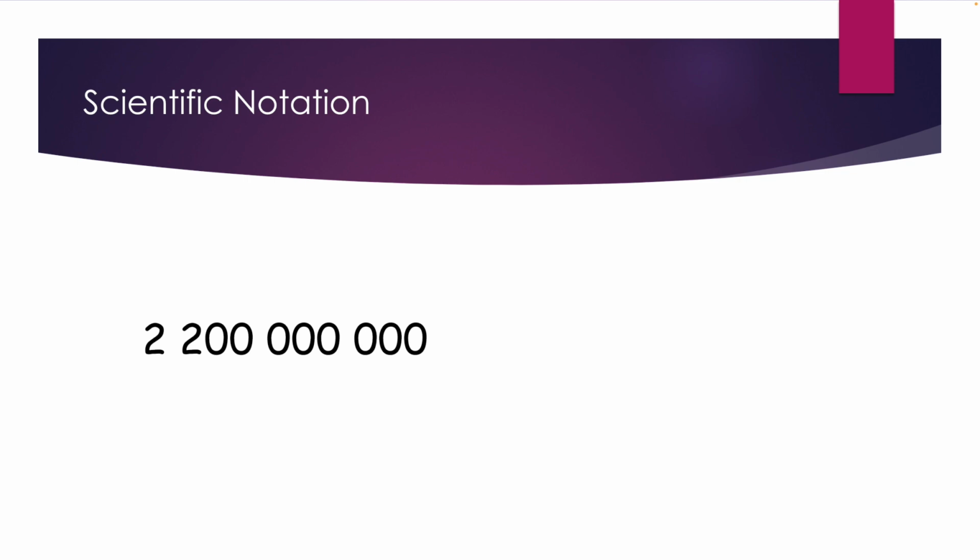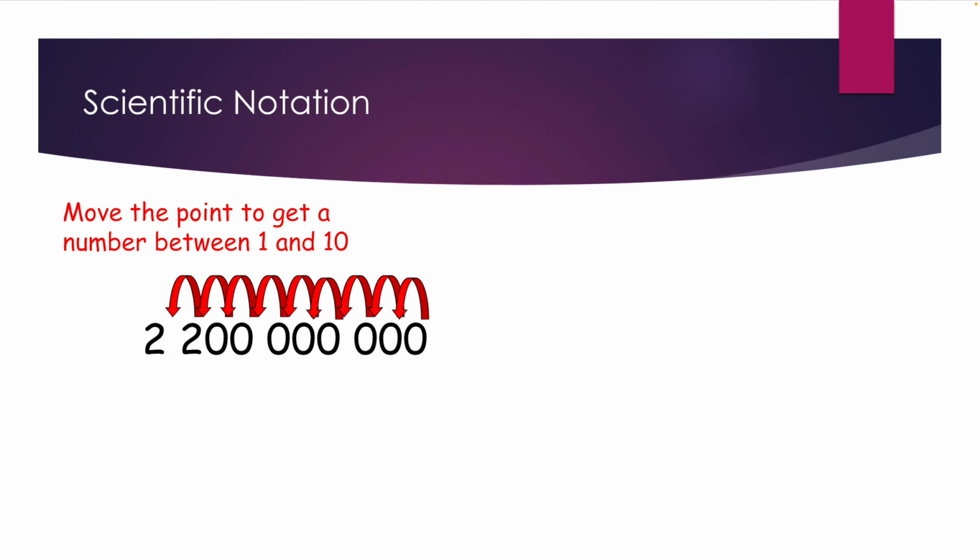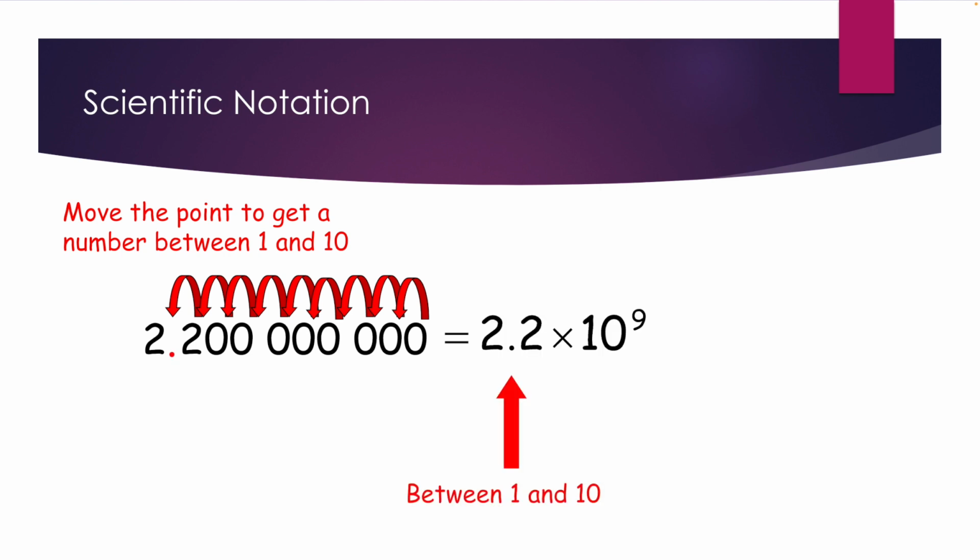So I want you to try this one. Pause the video, write it in scientific notation, and then start it up again when you're ready. And so I want to move the decimal point right here. So I'm going to count how many times I need to move the decimal point to get there. I get 1, 2, 3, 4, 5, 6, 7, 8, 9 times. So we get 2.2 times 10 to the power of 9.